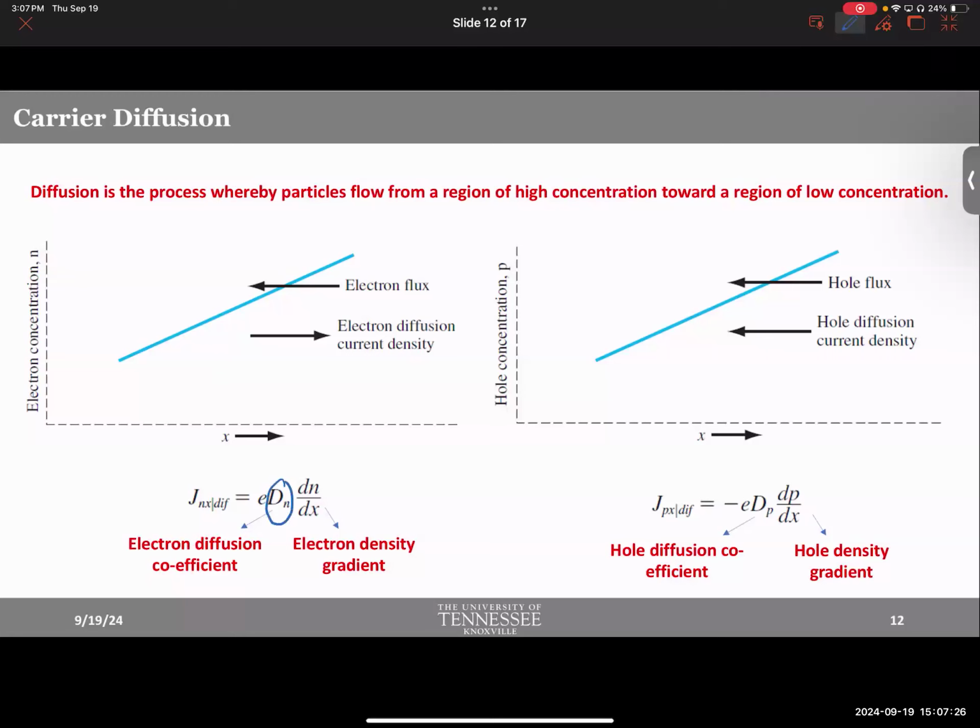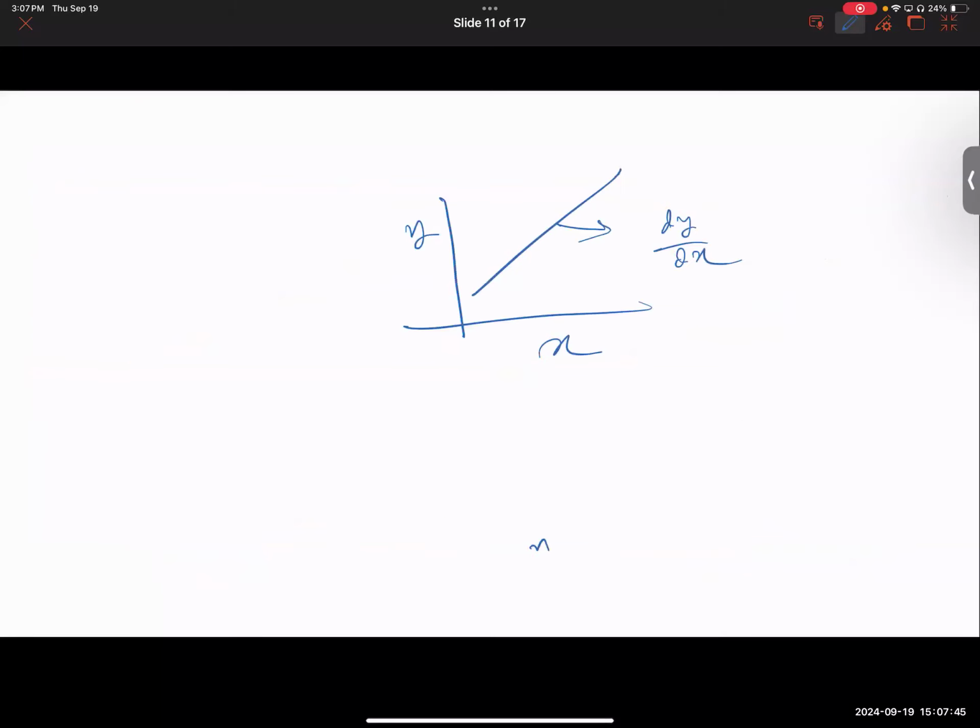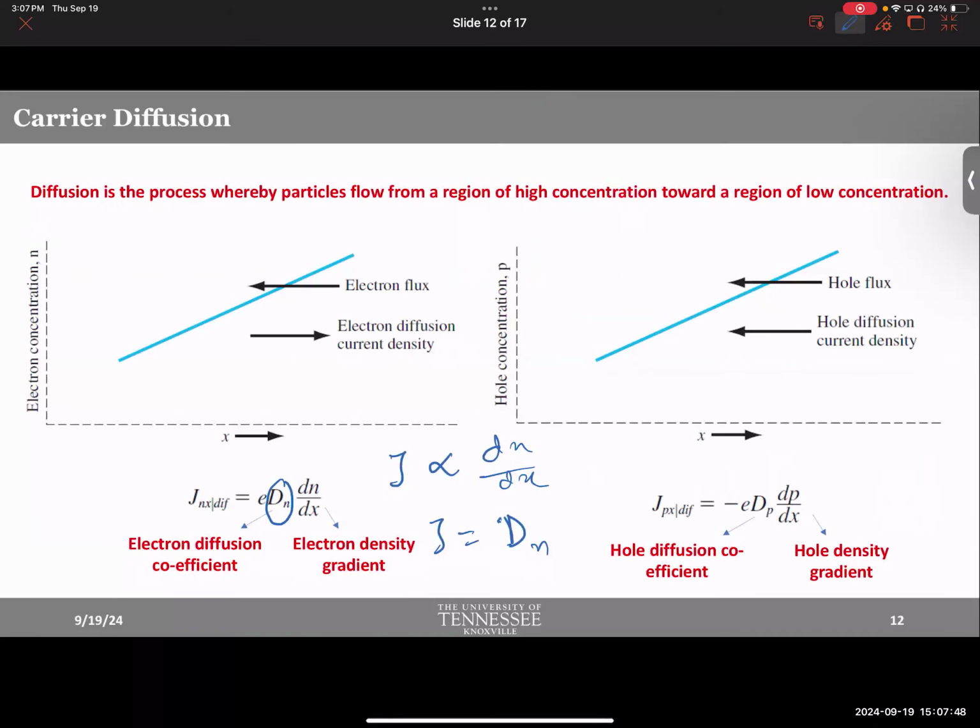This is a constant. So if I write J is proportional to dn/dx, you have to have a proportionality constant, right? To get rid of this proportional sign. And that constant, I could have used alpha, beta, gamma, it doesn't matter. Engineers decided to use D. D stands for diffusion, as you see. Diffusion constant. N represents electron. Diffusion constant for electrons. Simple.